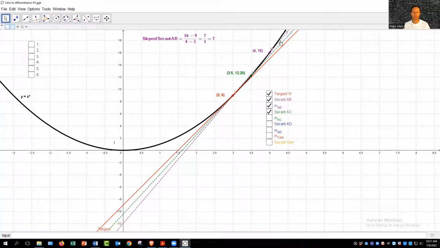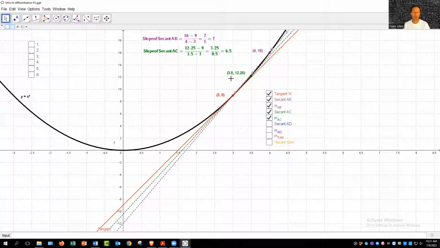You can see that from the purple to the green, it's getting closer to that red line. My green point is getting closer to that red point. The problem is now I've got to take 3.5 and square it to find the y value. And then to find the slope, I'm going to have to take the change in my y's over the change in my x's. And you can see now we've gone from a slope of 7 to 6.5.